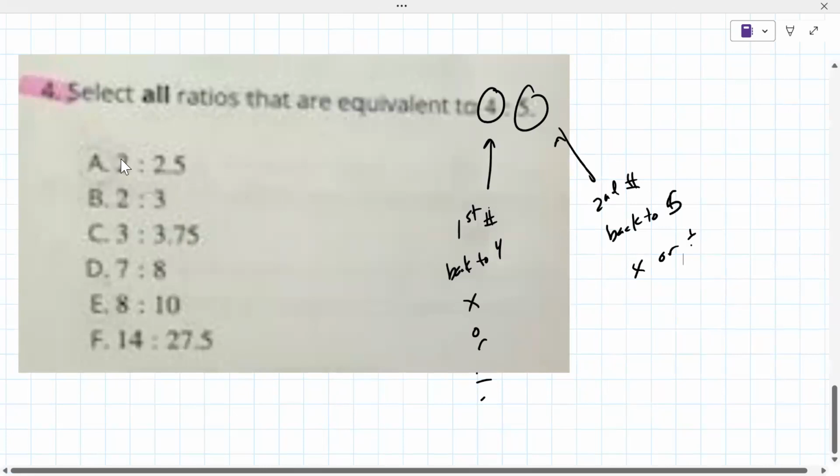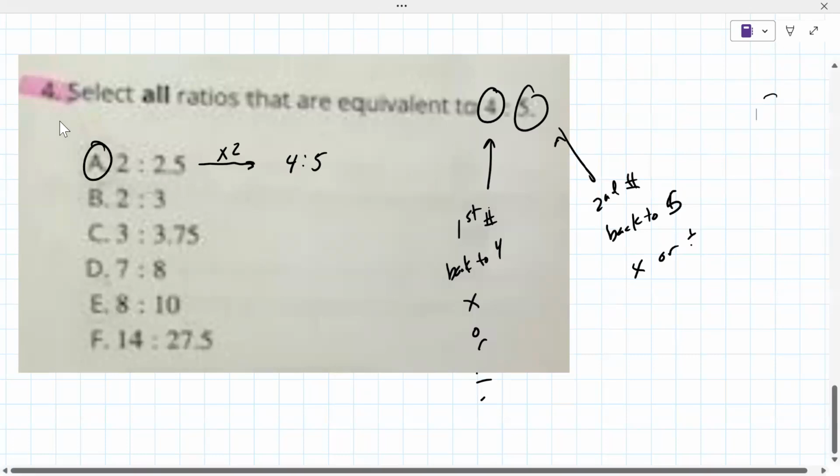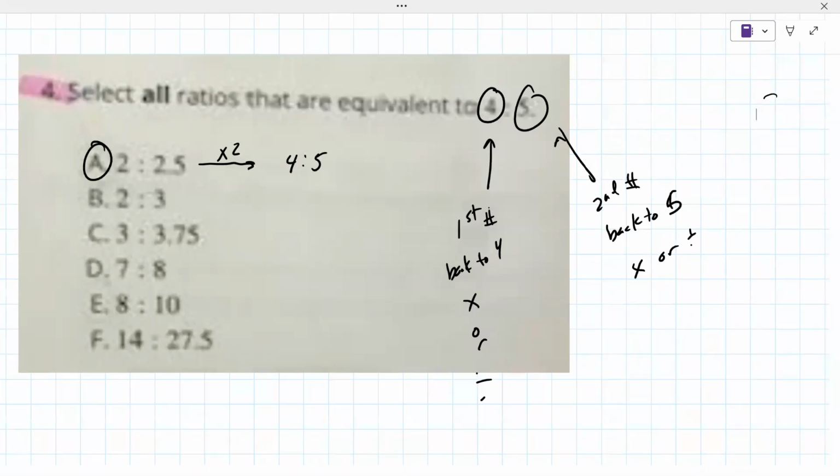So when you look at A, you actually can go to either one. You'd be like, all right, how do I take this 2 on the left and turn it into 4? Well, if you multiply by 2, right? So if you multiply both numbers by 2, maybe just put that here, you get 4:5. And that one's good. Looks like you might have even already circled that one.